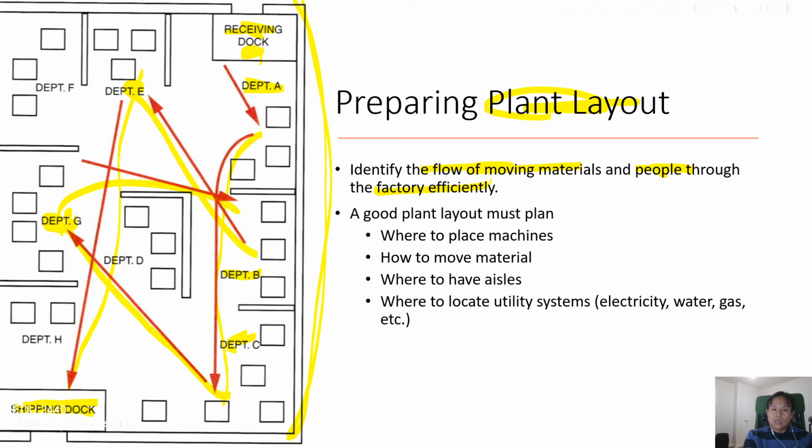It shows where to place machines, how to move material, where to have aisles, and where to locate utility systems such as electricity, water, and gas. These layout diagrams help to identify those elements.